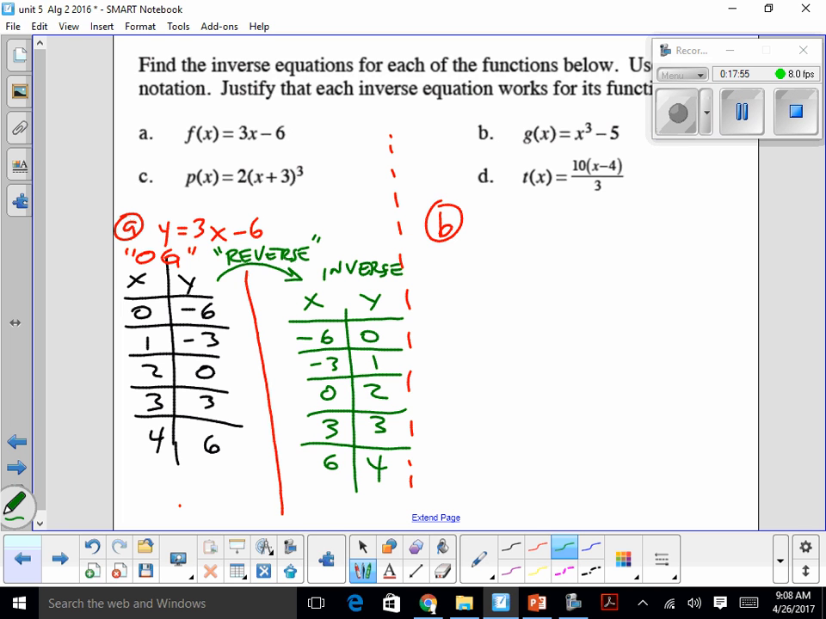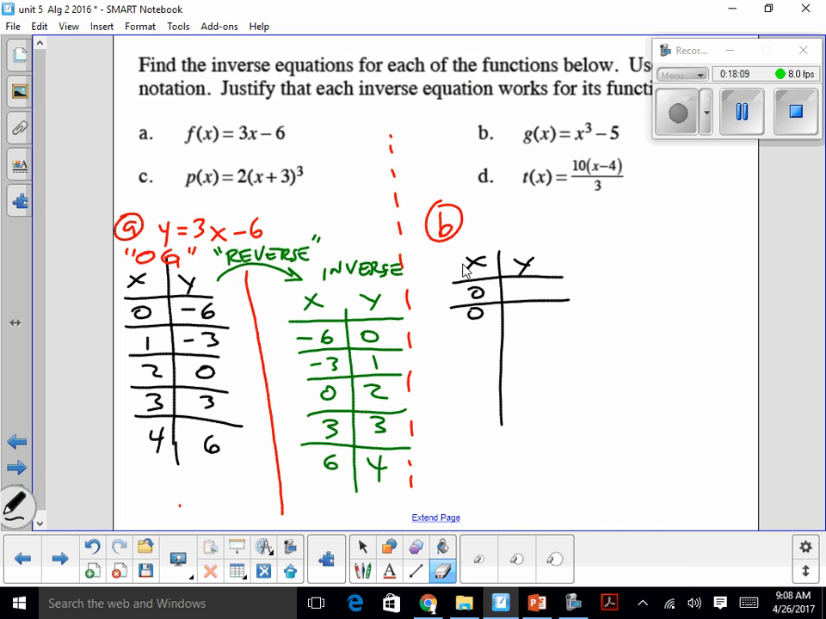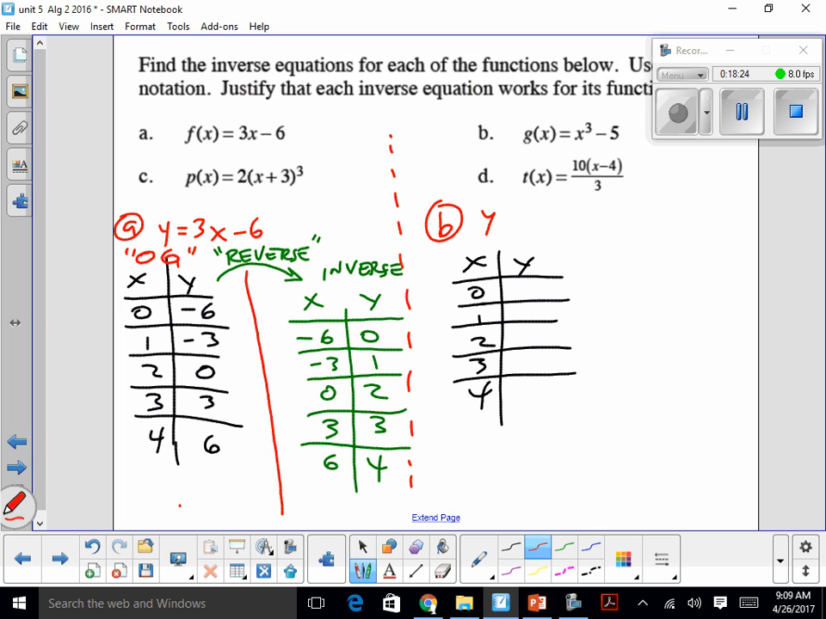I need an X and a Y on that table, so make sure you have your X. These are called XY tables, by the way. All right, here goes. 1, 2, 3, 4. Get ready. Give me the answer for the original equation, X to the third power minus 5. What goes with 0, somebody? Negative 5. With a 1? Negative 4. With a 2?